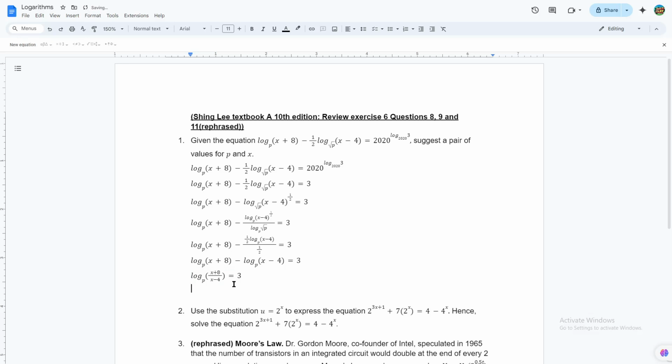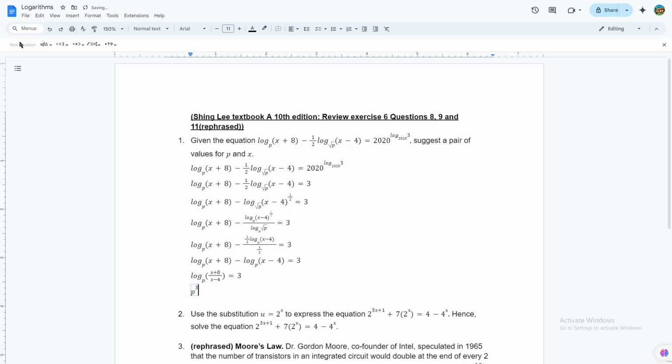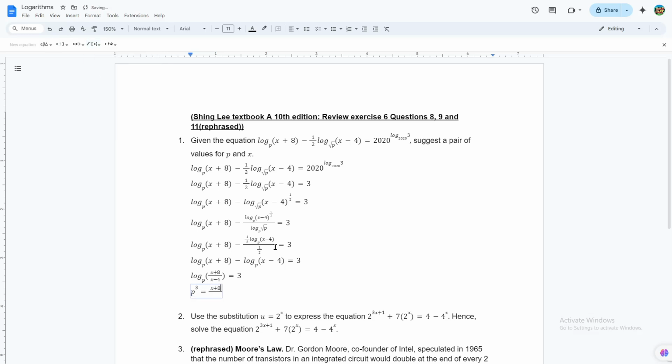Now we want to swap this logarithmic form into an exponential form, which means we have to start with p to the power of 3 equals this whole fraction over here, (x plus 8) over (x minus 4). So this is the equation you're going to use to solve this question.